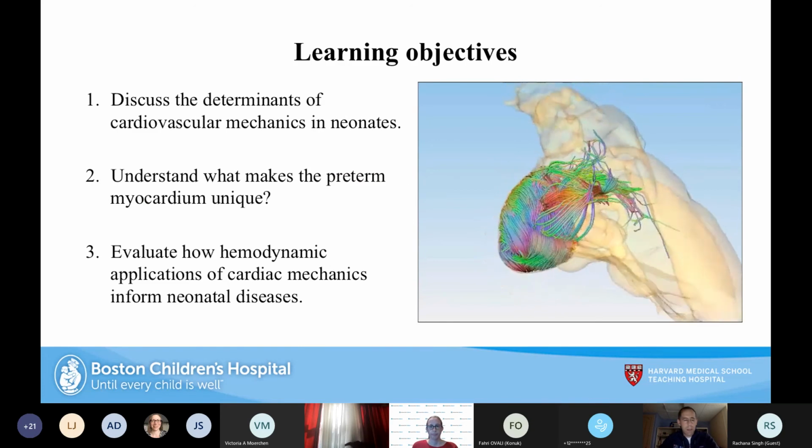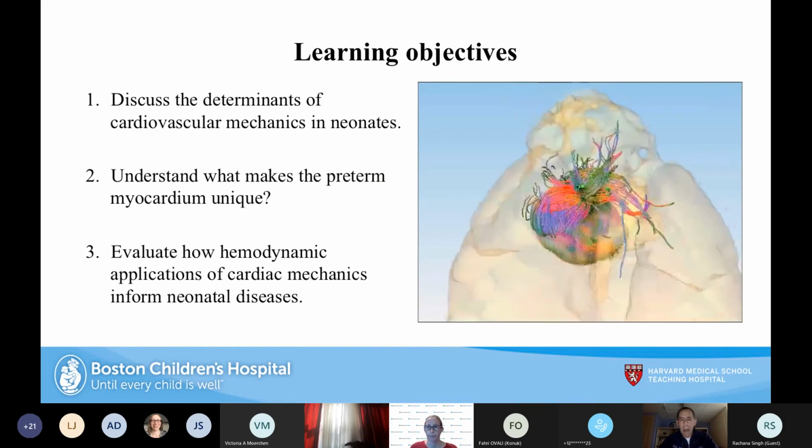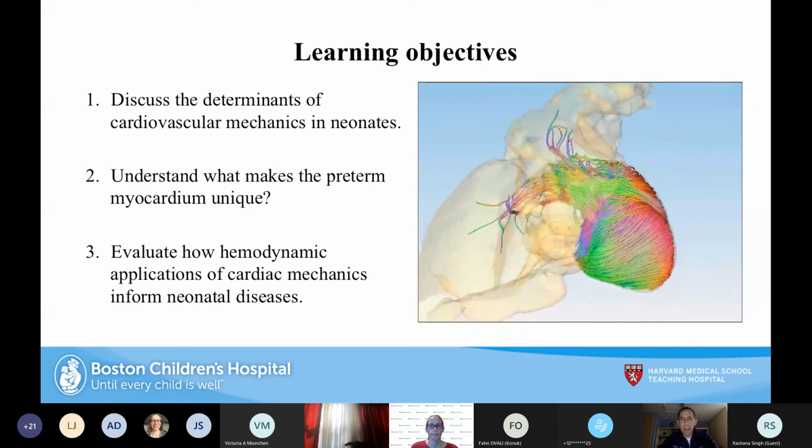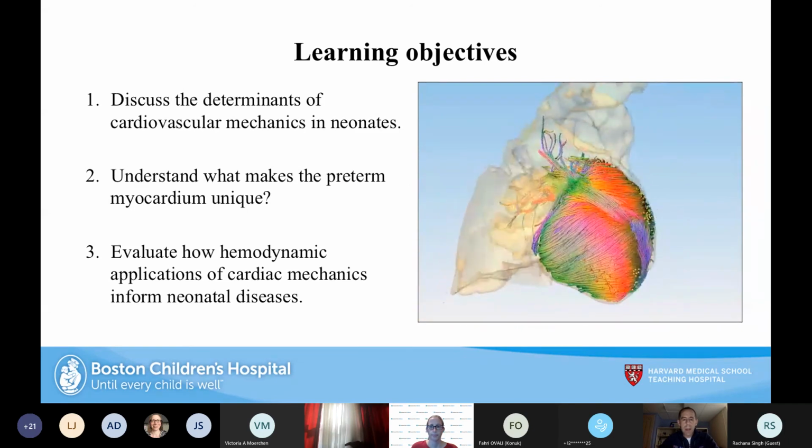I'm excited to be here today to be able to share some of our work and also to give a little bit more insight and depth into the preterm myocardium and how the preterm myocardium responds to different perturbations and insults. So the learning objectives are threefold.